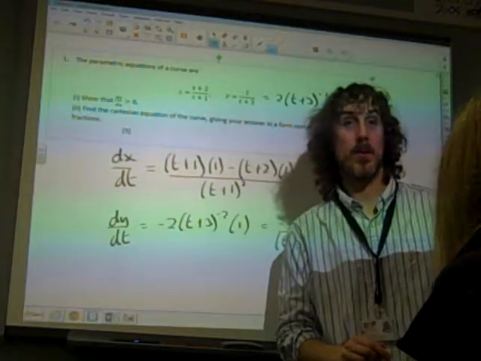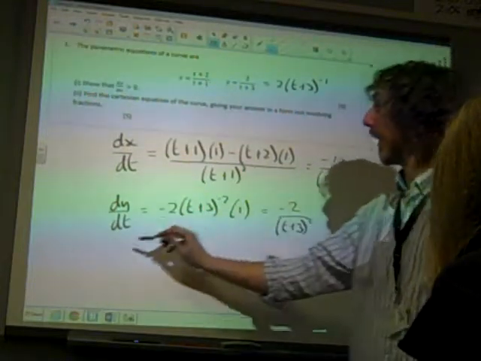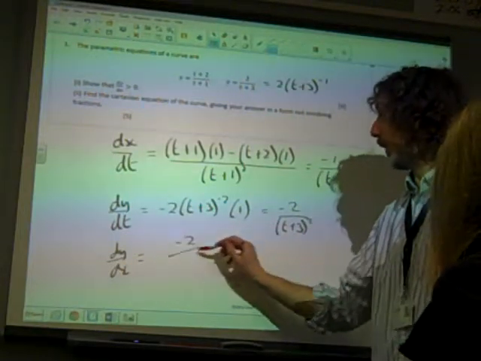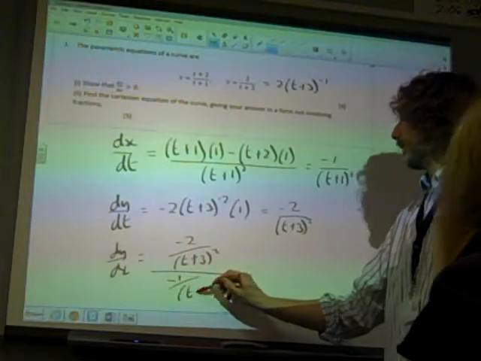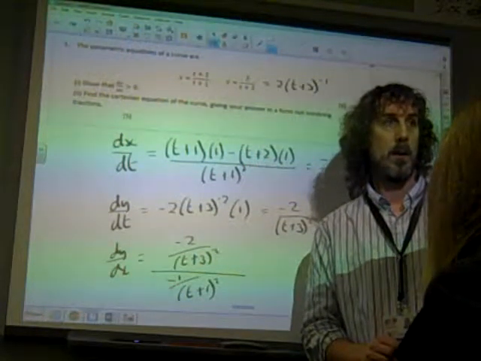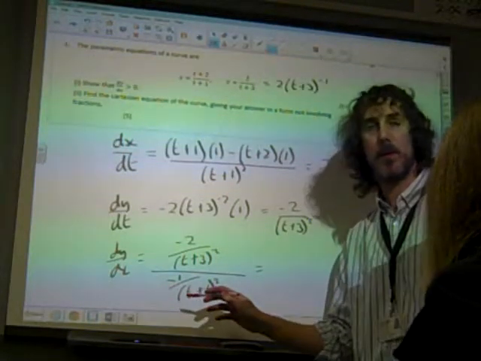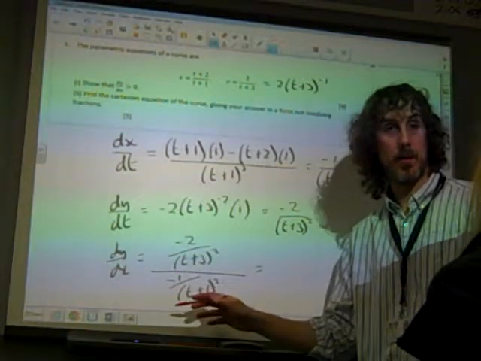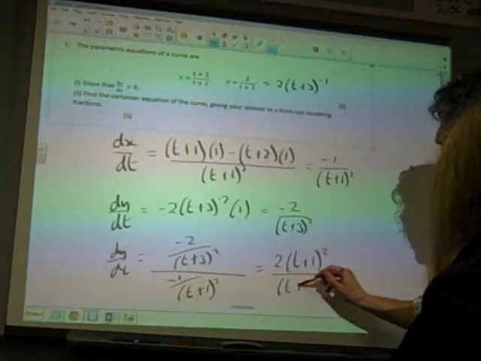Right. So dy by dx is dy by dt over dx by dt. So it's that one divided by that one. So we've got minus 2 over (t plus 3) squared over minus 1 over (t plus 1) squared. Which gives us, well, we're dividing by this, so we multiply by its reciprocal. The minuses are going to cancel out. So we've got 2 lots of (t plus 1) squared over (t plus 3) squared.